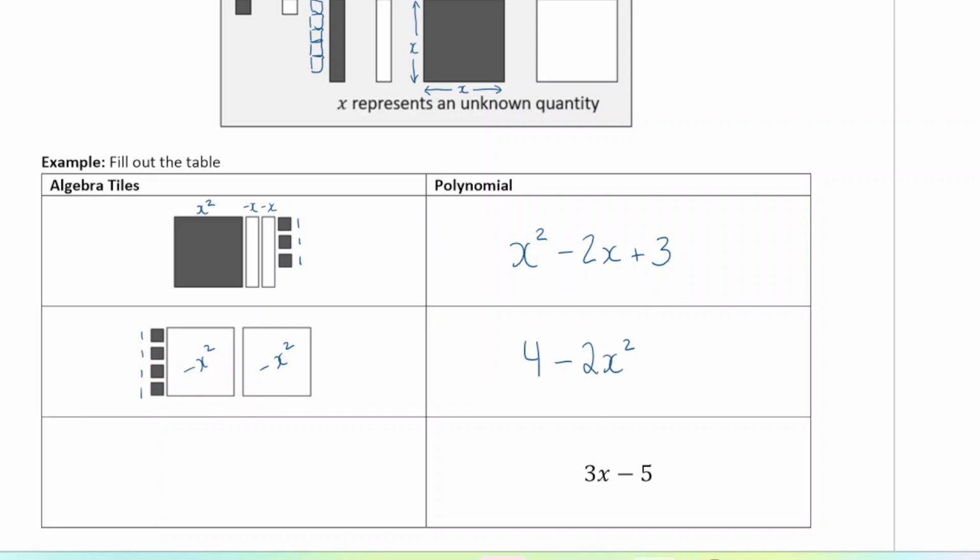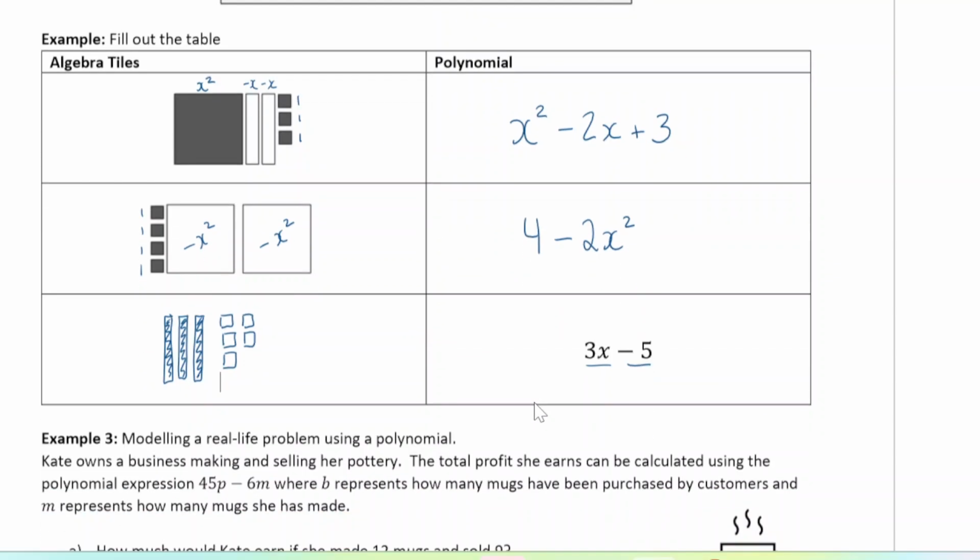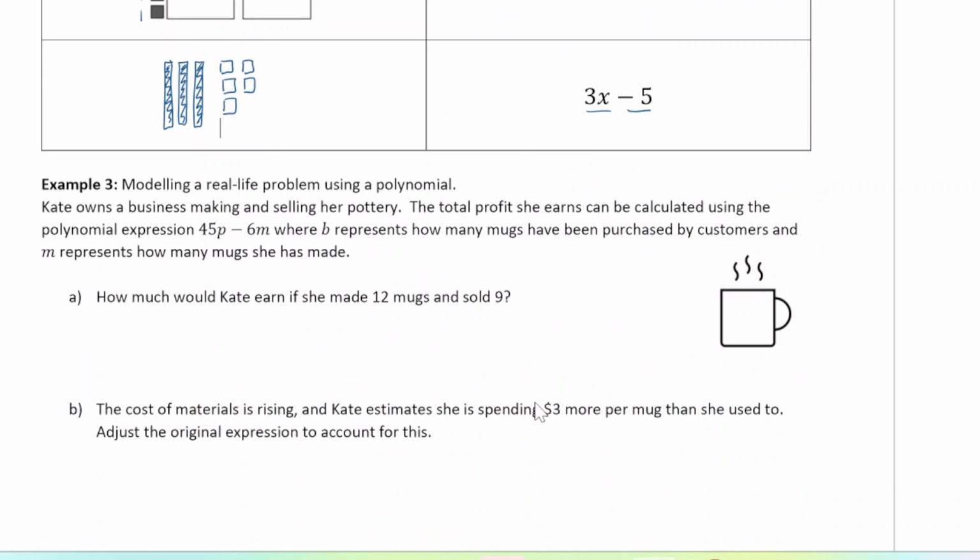So we'd have 3 x tiles. They're positive, so we're going to color them in. And then we have 5, and because it's negative, we're going to leave them open. 5 -1 tiles.